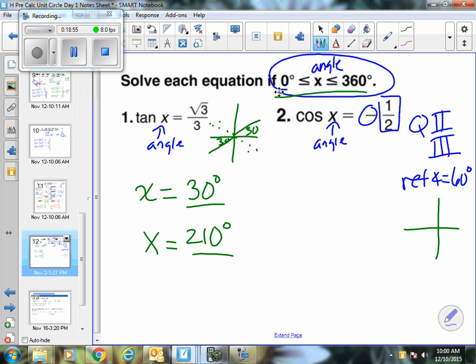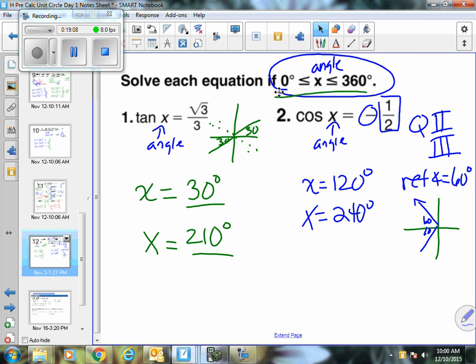So I need the one that's 60 degrees above the x-axis in quadrant 2 and 60 degrees below the x-axis in quadrant 3. So that would put us at 120 and 240. So it can't be the 60 or the 300 because the ratio is negative, not positive. So those signs really do matter.